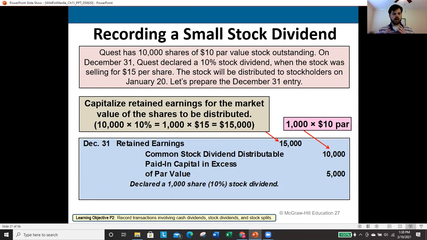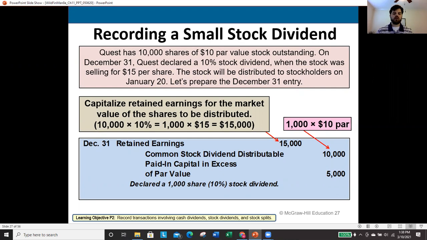So at this point, you want to stop and ask yourself, well, what amount is that? Is that a small dividend or a large dividend? Well, in this case, it is 10%. That is less than or equal to 25%. So that is a small stock dividend when the stock was selling for $15 a share. Now, the stock will be distributed to stockholders on January the 20th.